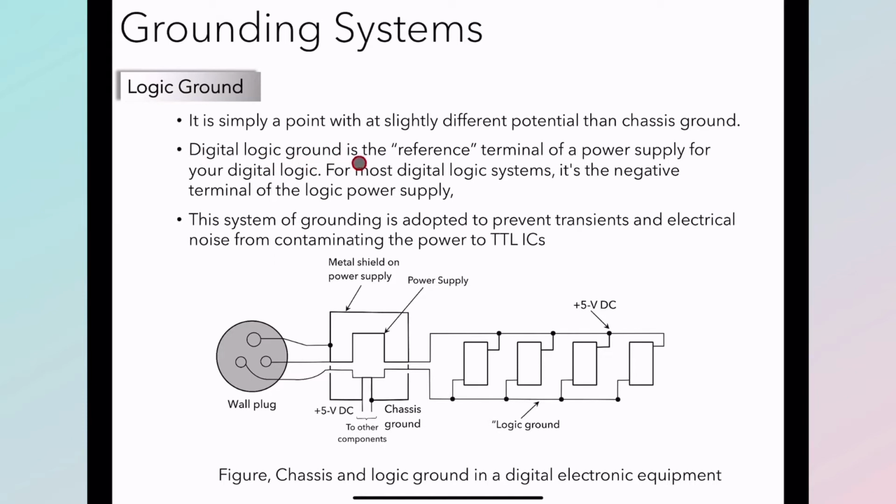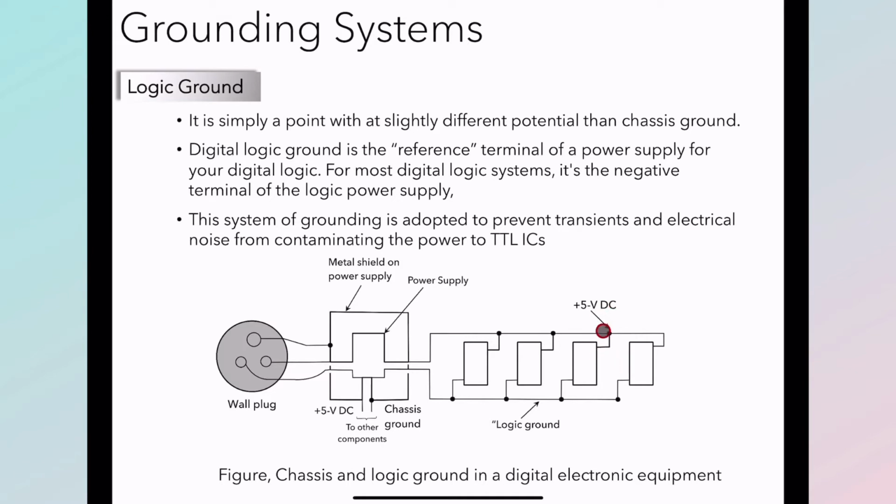Digital logic ground is the reference terminal of the power supply for the digital logic. Okay, for most cases it is simply the negative terminal of the power supply. Like in this case, we can see this is the power plug, this is the power supply, this is the metal shielding like in the example before. This is the chassis ground. You can see that it's written there, and these are the components. You can consider these are the ICs.